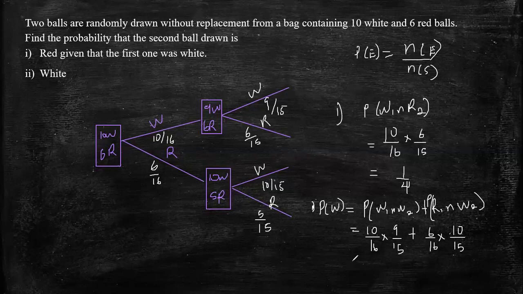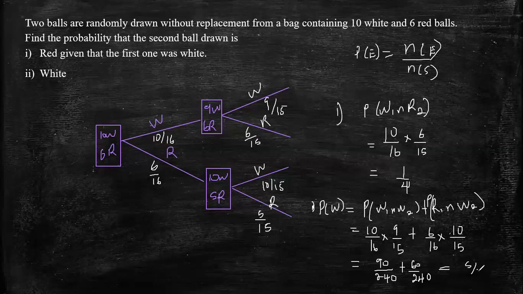So someone can get for us the answers there. This would be 90 out of 240 plus 60 out of 240. Teacher, the general answer is 5 out of 8. 5 out of 8. Thank you.